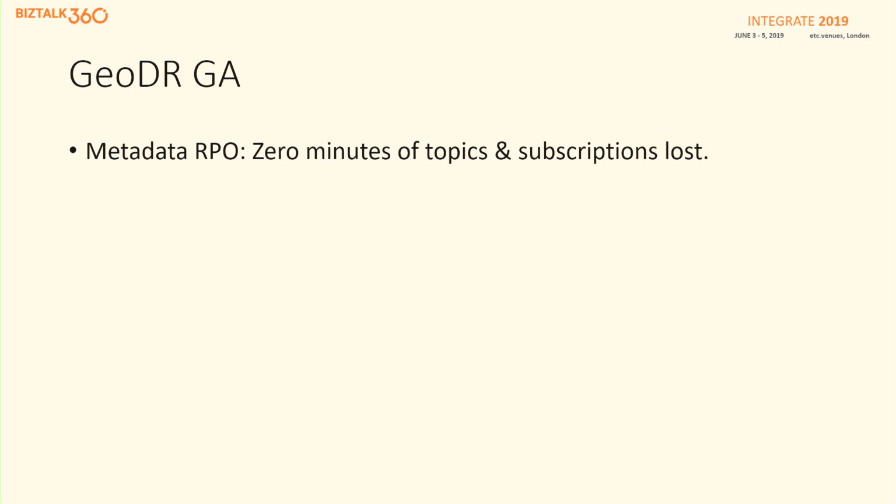So when we talk about disaster recovery, the two things that you really care about are your recovery point objective and your recovery time objective. Those are the things that you want to build against. And those are actually slightly different for our metadata and our data within GeoDR. So the first thing is our metadata recovery point objective, and that's actually 0 minutes. So what we're saying here is in any regional failure or outage, all of your existing topics and subscriptions are always going to be safe. You will have 0 minutes of lost data on your control plane.